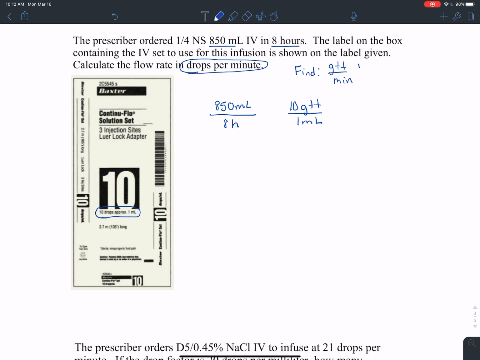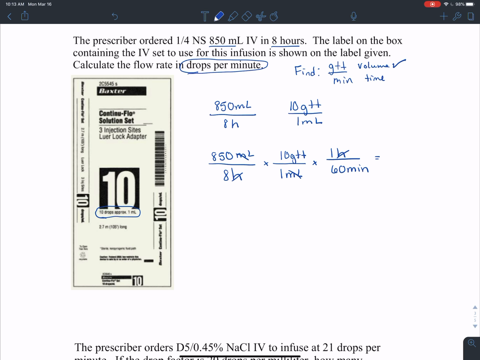So because I want to end in volume over time, that's how I'm going to start my dimensional analysis. So I'll start with the 850 milliliters over 8 hours. Now I want to get rid of those milliliters, so I'm going to use the drop factor from the label. I know I need milliliters to be diagonal from each other, so I get to use the 10 drops over 1 milliliter. I have the volume that I want, but now I need the time that I want. So I need to get 1 hour into minutes, and I know there's 60 minutes in each hour.